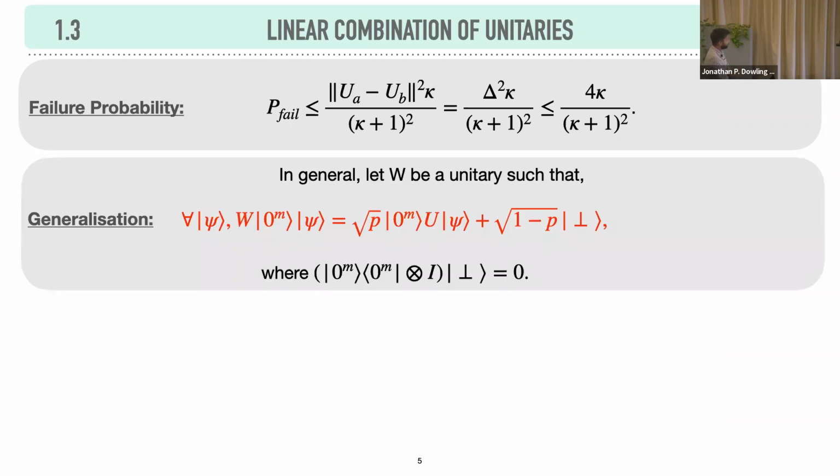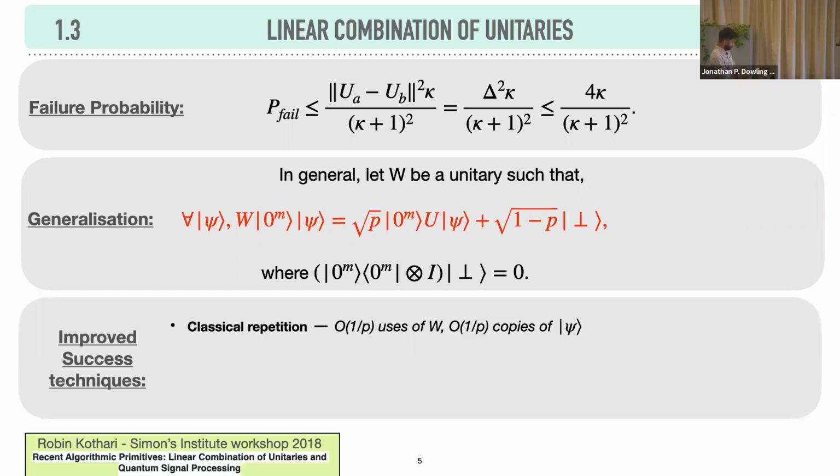Okay, so we can proceed to generalize this method and say that let W be some unitary that acts on a composite system of some ancilla qubits and some state psi. And with probability P, you basically end up applying some operation U on your state psi. And with probability 1 minus P, you end up on this orthogonal state. And the definition of the orthogonal state is derived from the ancilla qubit state. And so what we eventually want to do is boost up the success probability of getting this state, which is our end goal.